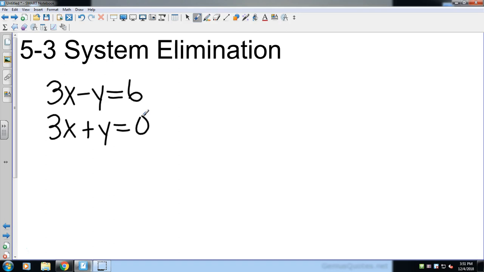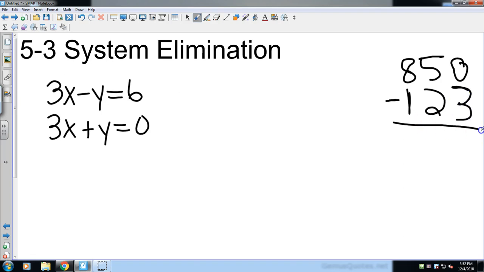If we were going to do number places and we were going to subtract, I could do something like that, and then if I subtracted, I would have to make sure that everything lined up. Okay, hundreds, tens, ones, x's, y's, and numbers.